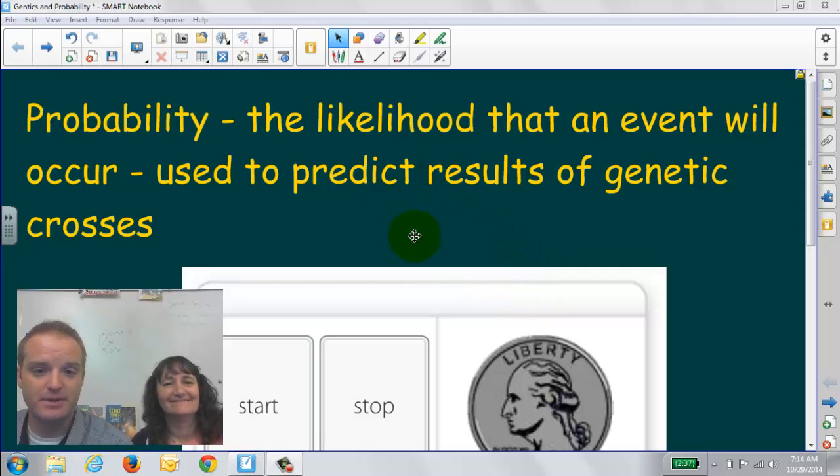But there's the idea of probability. Probability is the likelihood that an event will occur. So it's used to predict the results of genetic crosses. And we use a Punnett square for that, but it's just how likely something is to happen. We've got a coin down here, and when you flip a coin, there's two options. It can go heads up or tails up. And those are your two chances, two things that can happen. So we talk about probability with a coin. There's one chance in two of being heads up. We use that idea when we talk about the likelihood that you're going to get certain alleles for a trait.